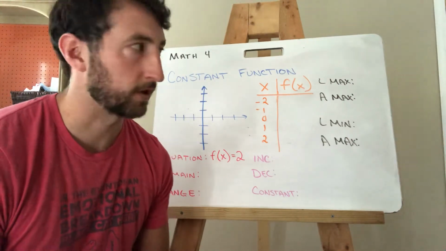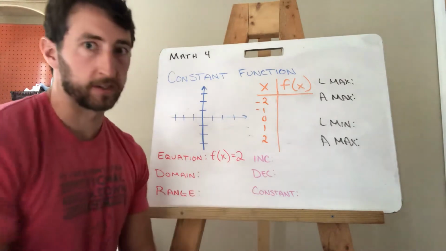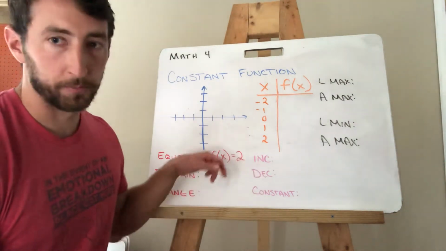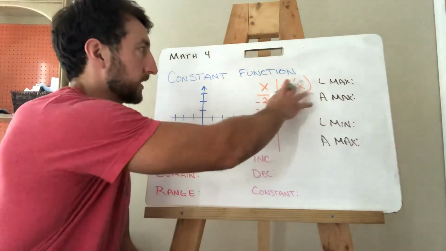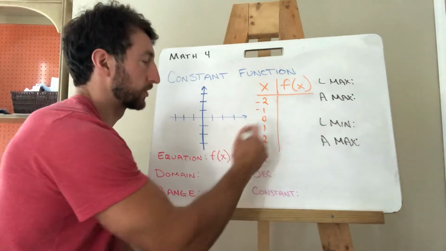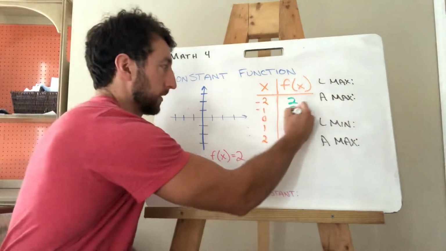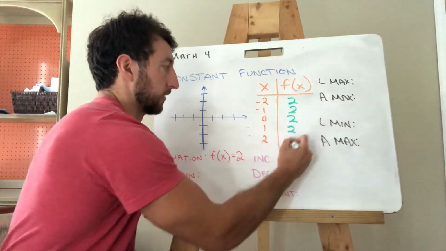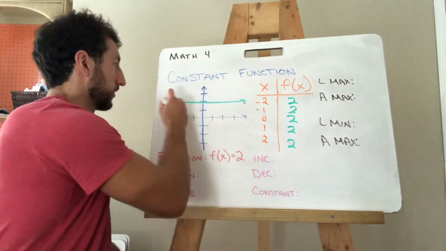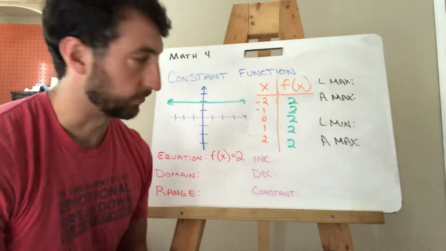The constant function that we're going to use today is f of x equals 2. All that means is anytime I input something, our output is going to be 2. So for my table, if I input a negative 2 into my function, I'm going to get out a 2. And that goes the same for negative 1, goes the same for 0, goes the same for all of these. So what my graph looks like is just a horizontal line that goes through the y-axis at 2.